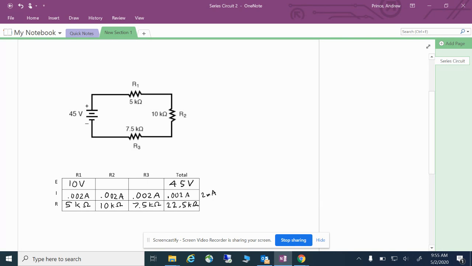Resistor 2, 0.002 amps times 10,000 ohms, 20 volts. And then 0.002 times 7,500 gives us 15. Now again, check your work, make sure it adds up to the total, which it does, so we're good.